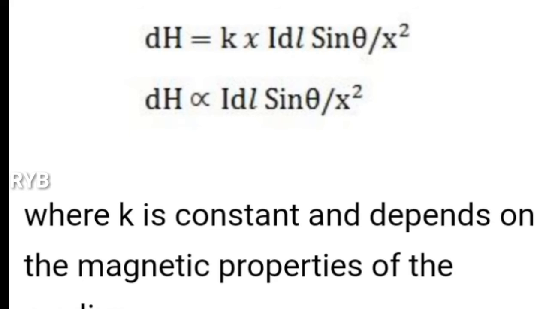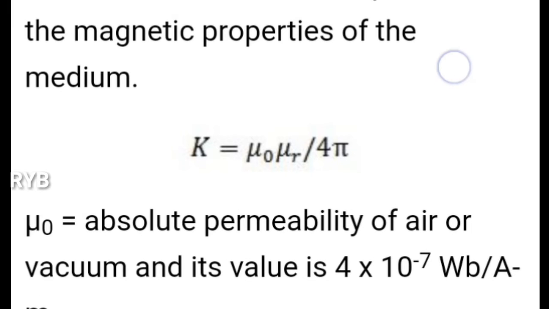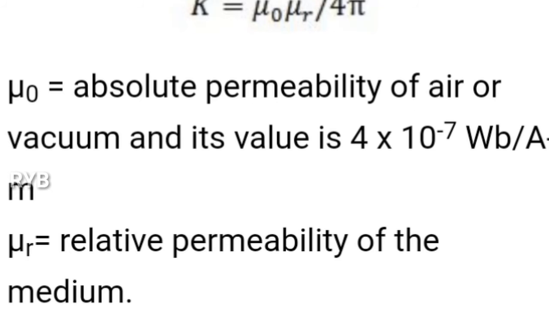From that, if you remove the proportionality, dH equals K into I dl sin theta by x square, where K is a constant and depends on the magnetic properties of the medium, which medium we are using. K equals mu naught mu r by 4 pi, where mu naught is known as the absolute permeability of air or vacuum, and its value is 4 pi into 10 power minus 7 Weber per ampere meter. Mu r is known as the relative permeability of the medium. Mu r equals 1 for free space or air.